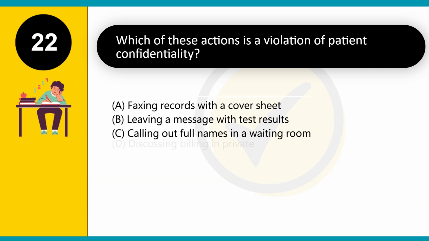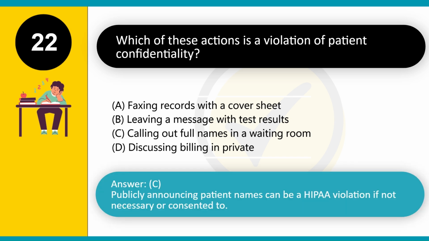Which of these actions is a violation of patient confidentiality? A. Faxing records with a cover sheet. B. Leaving a message with test results. C. Calling out full names in a waiting room. D. Discussing billing in private. Answer, C. Publicly announcing patient names can be a HIPAA violation if not necessary or consented to.